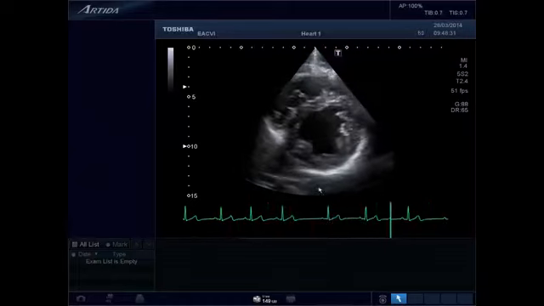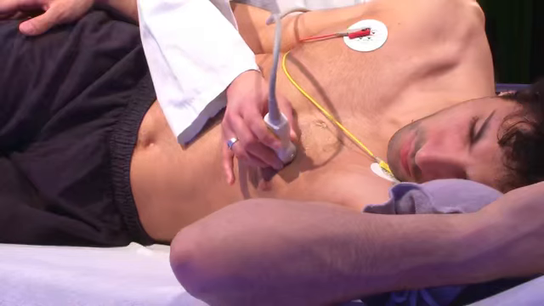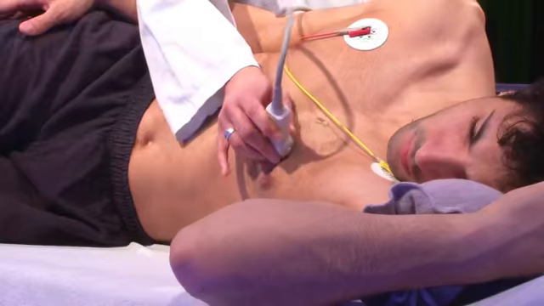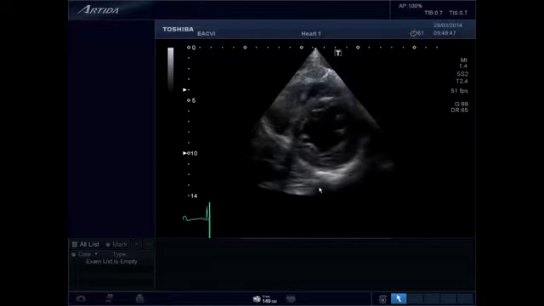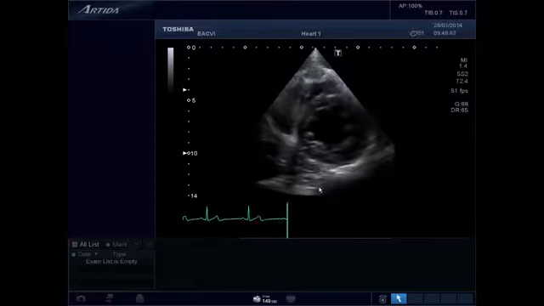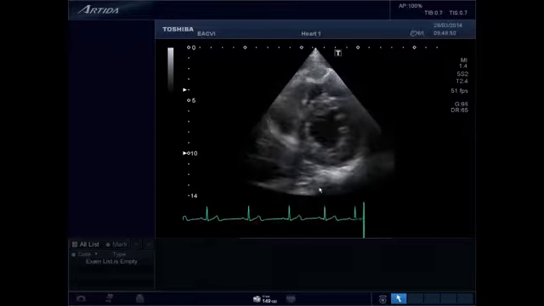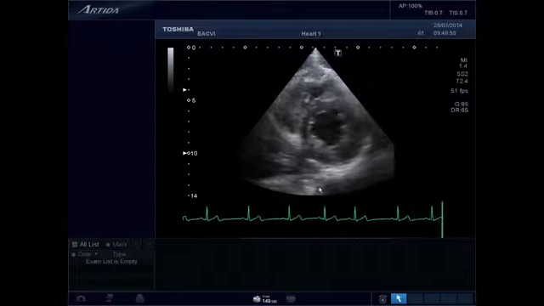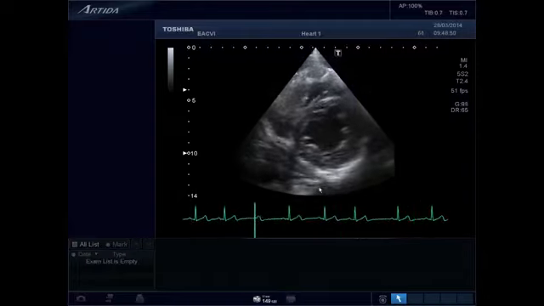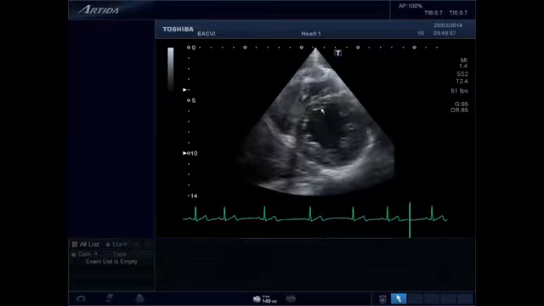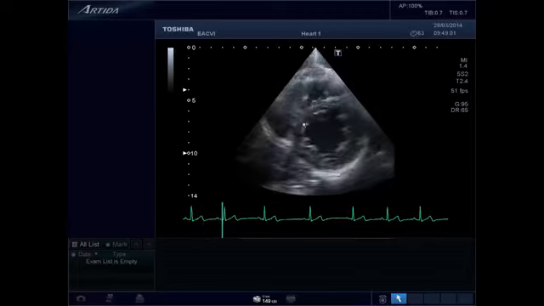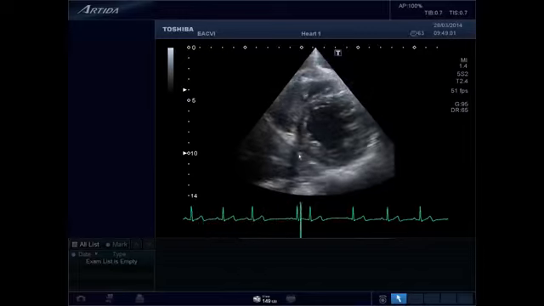And now I will move a little bit more toward the apex, just by tilting a little bit, and I will decrease the depth, trying to increase the gain, and I will obtain a beautiful view of the apex of the left ventricle, and I'm able to appreciate also the wall motion of the apical part of the left ventricle.